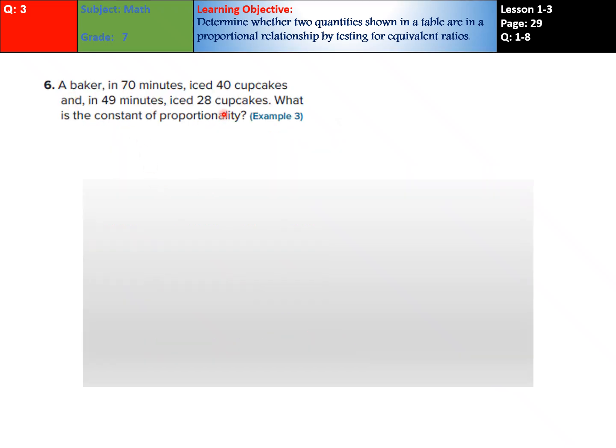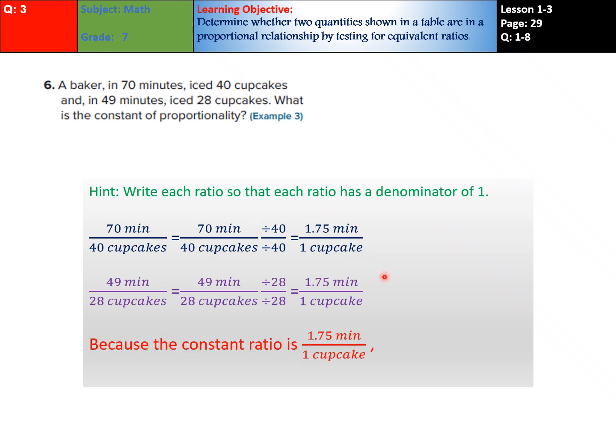I have solved some questions with you. Similarly, you will pause the video, try to solve this question and get your answers. And then if you have the same answers as these, 1.75, 1.75, 1.75, it means they are proportional and the constant of proportionality is 1.75. Similarly, you can solve questions number 7 and 8.